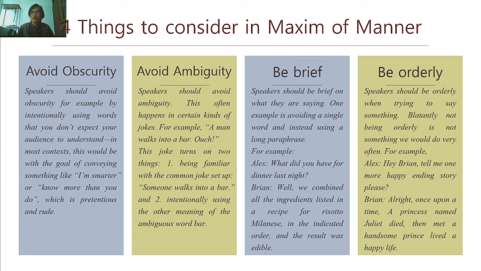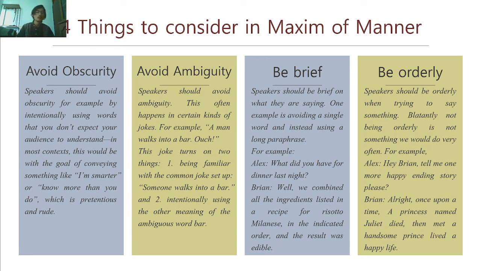And the fourth, be orderly. Speakers should be orderly when trying to say something. Blatantly not being orderly is not something we will do very often. For example, Alex: Hey Brian, tell me one more happy ending story, please. Brian: Alright, once upon a time, a princess named Juliet died, then met a handsome prince and lived a happy life.